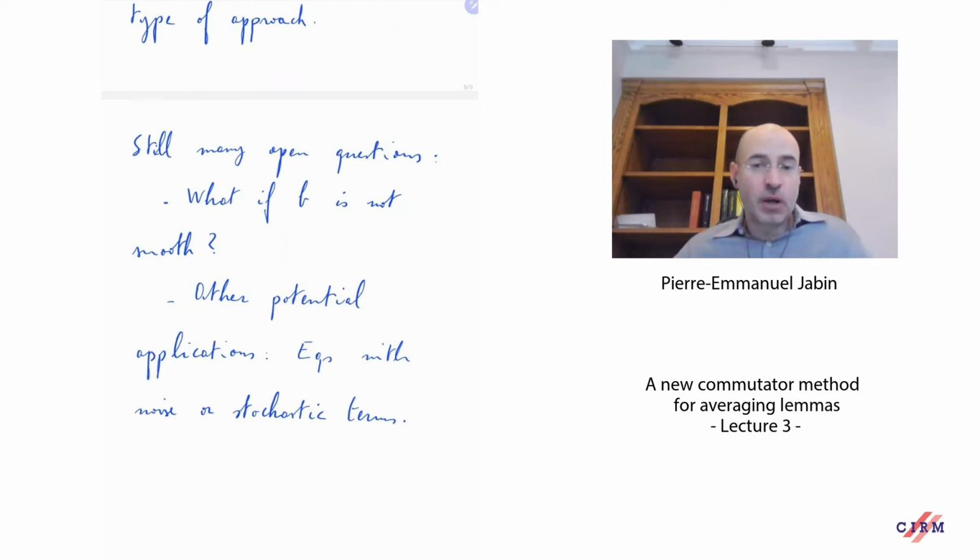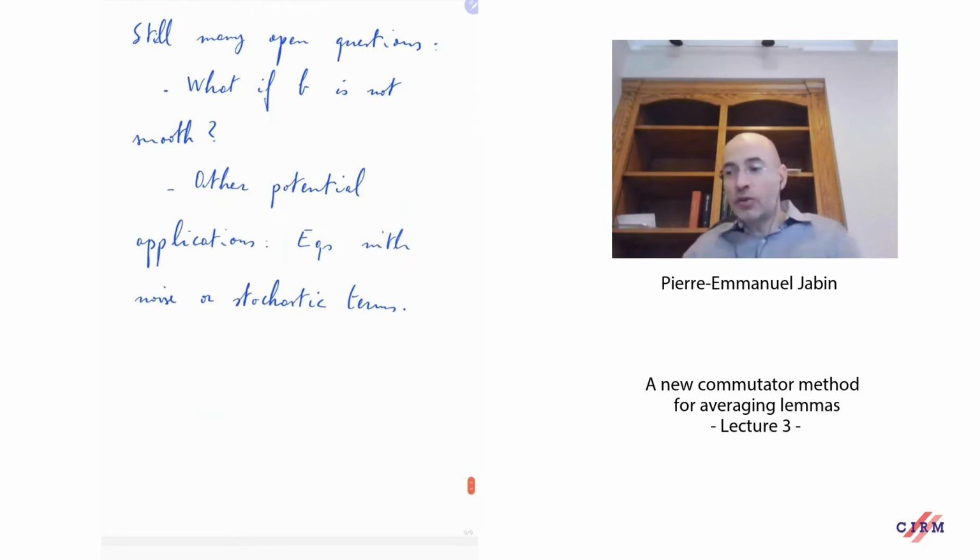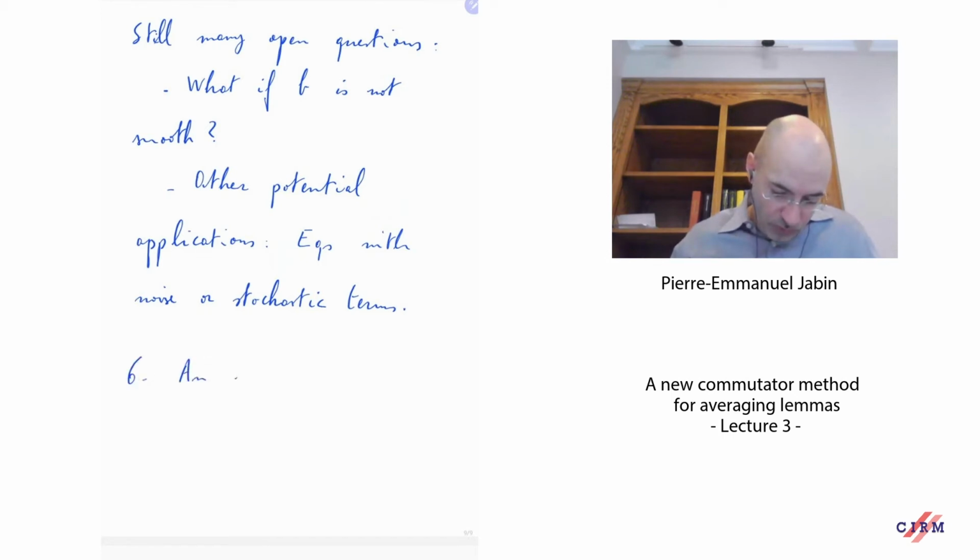As a sort of final conclusion, I wanted to mention also a variant of that we have started to look at with Toan and Nguyen. So this is not complete, but gives you an idea of also other ways of using this type of commutator methods to get dispersion. So this is an example of future work.